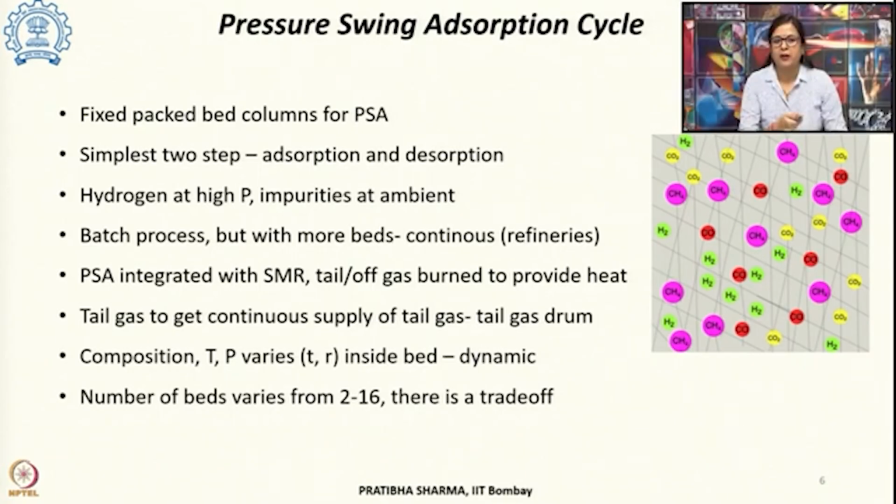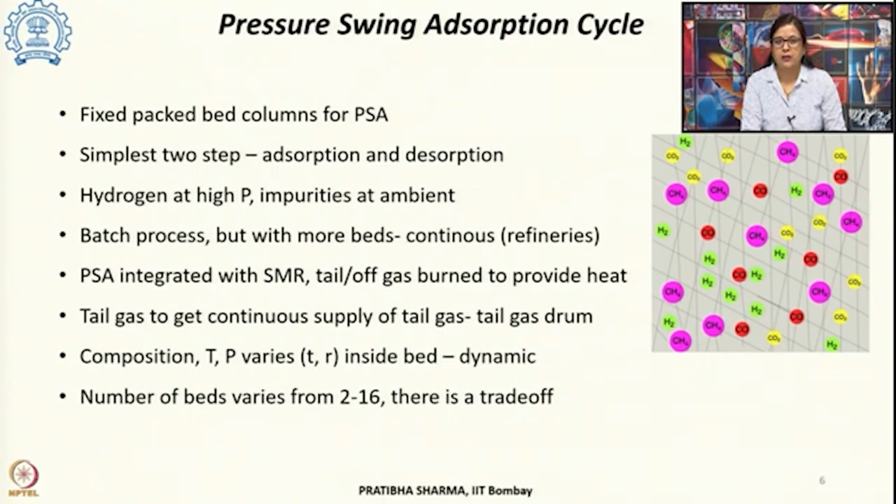Now, once the bed gets saturated with the contaminants, the second step is desorption to get the impurities out of the bed, and then the bed gets ready for the next cycle. In this two step PSA cycle, the hydrogen is obtained at a higher pressure, while the impurities are obtained at ambient pressure or close to ambient pressure.